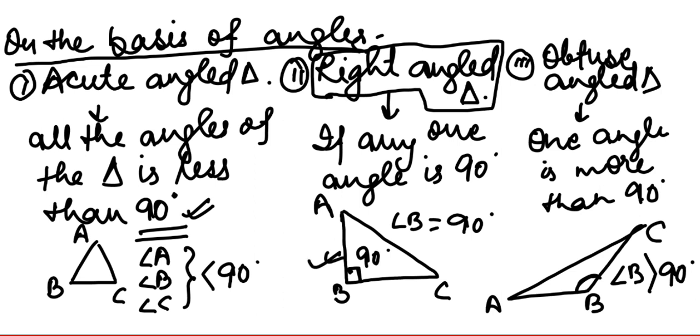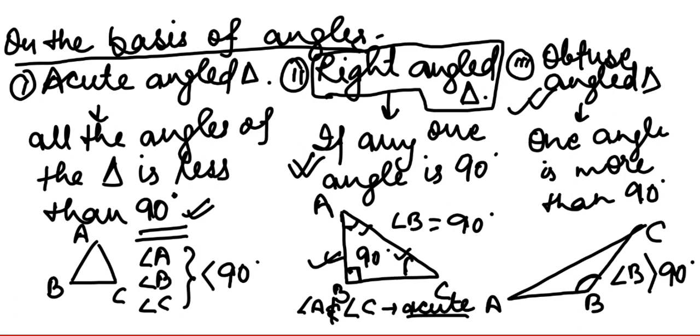No, no triangle can be formed with two 90 degree angles or three 90 degree angles. At maximum, only one angle of a triangle can be a 90 degree angle. And the rest of the angles here, that is angle B, angle A and angle C: angle A and angle C will be less than 90 degrees. That is, in the right angle triangle, angle A and angle C will be acute angles. Okay.